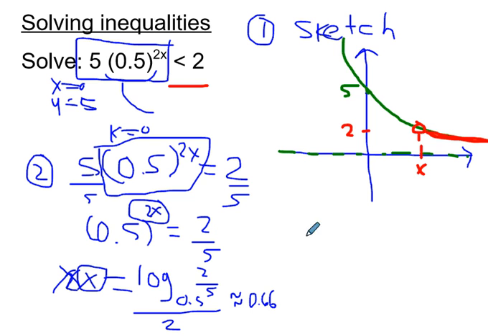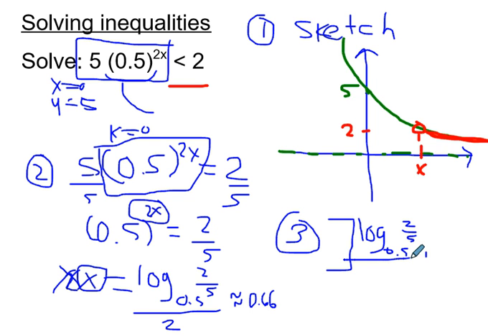So now it's going to be time to just look at the sketch, look at your answer, and look at the value of x and formulate your answer. So the part in red, if you're asked when is your rule smaller than 2, it would start at excluded log base 0.5 of 2/5 over 2. Sorry, so this is your x. So it starts from here and goes to plus infinity.